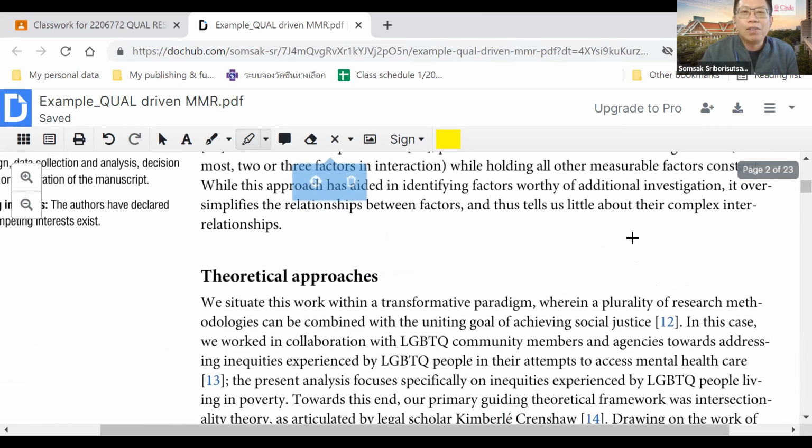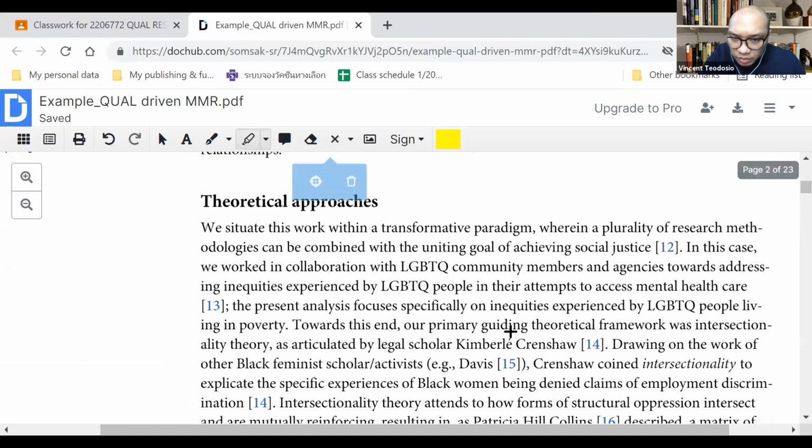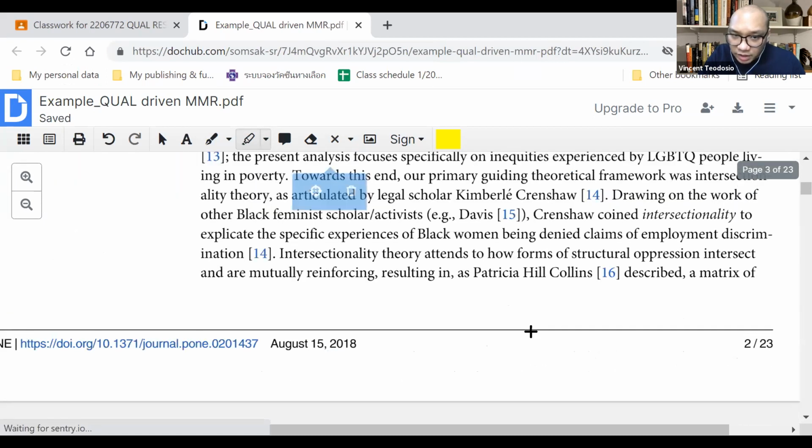Vincent, how about the theoretical approach now? I will ask Vincent more specifically first. With the theoretical approach, what kind of research method will begin first, or start first in this research project? Have a guess, Vincent. They would initially do a qualitative. Theoretical, oh sorry. Theoretical. You sure?